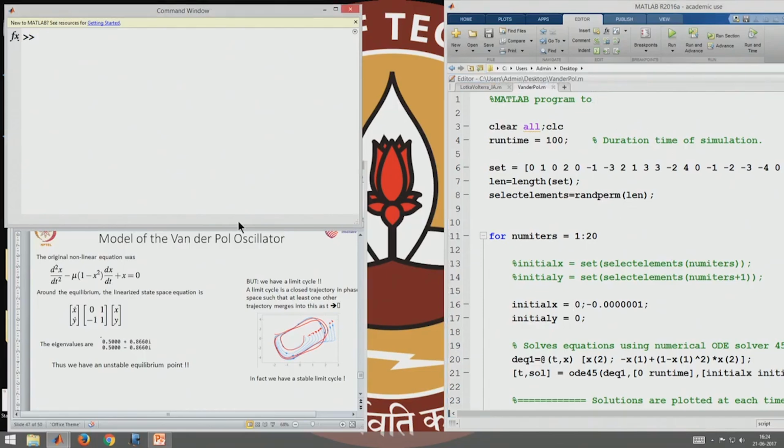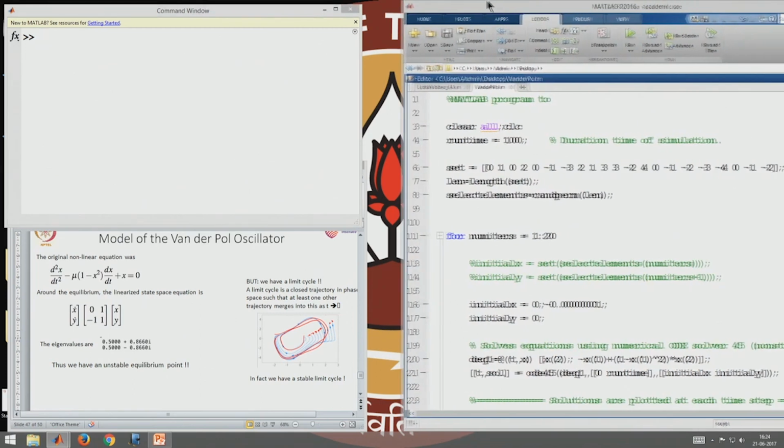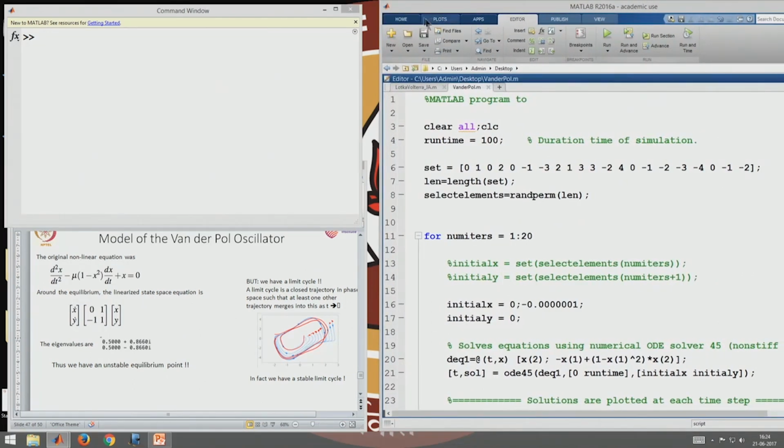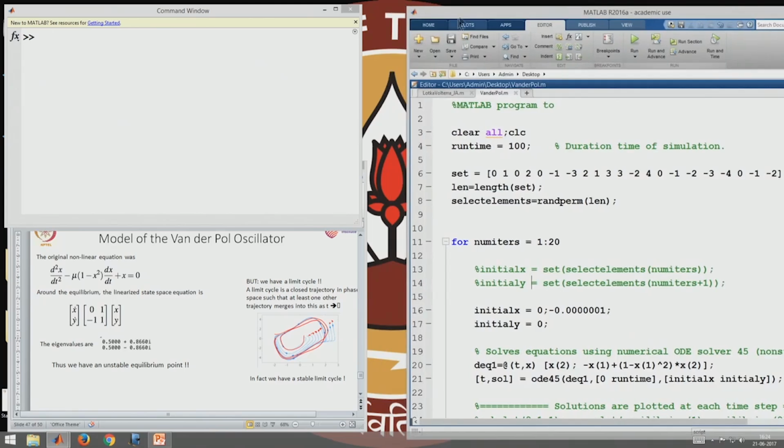Okay. What we saw with the van der Pol oscillator is that the eigenvalues are in the right half plane, which means the equilibrium point is unstable. Now, I have got this small MATLAB code, again like the predator prey problem, and we will be sharing the code with all of you.